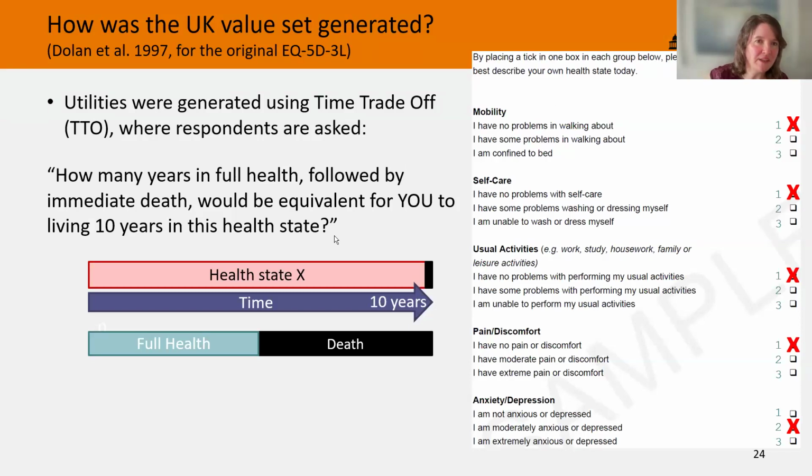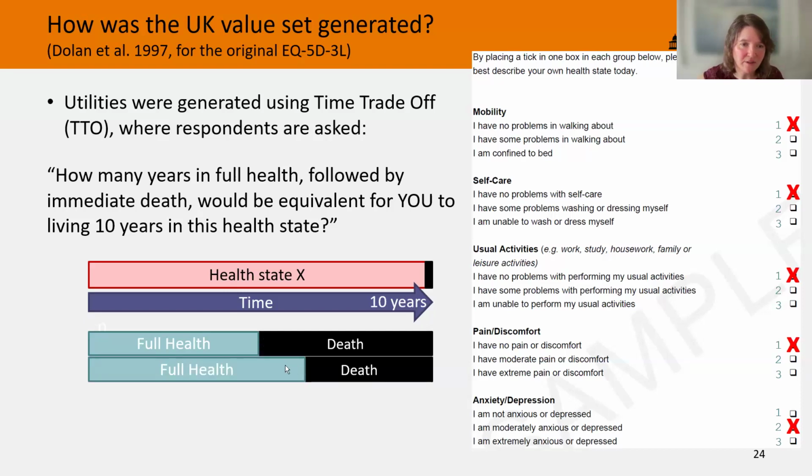So people are asked how many years in full health followed by immediate death would be equivalent for you to living in 10 years. The wording of this is quite clunky, isn't it? 10 years in this health state. So they have to choose between 10 years in this health state, which for this one isn't that bad. 1, 1, 1, 1, 2. Well, depends what moderately means. Yes, 10 years in this health state, or less than 10 years in full health.